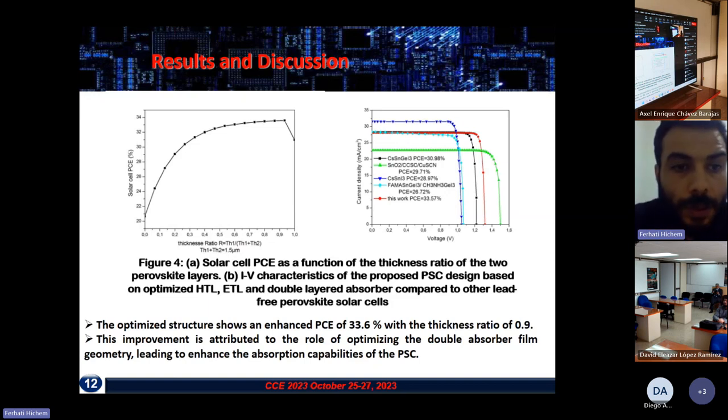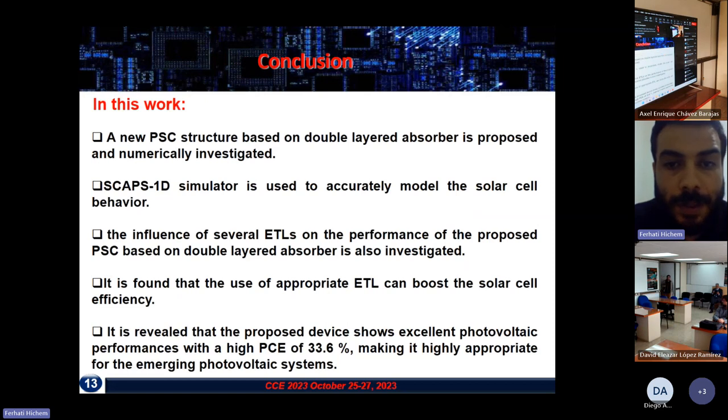So for conclusion, in this work, a new perovskite solar cell structure based on double layered absorber is proposed and numerically investigated. The SCAPS-1D simulator is used to accurately model the solar cell behavior. The influence of several electron transport layers on the performance of the proposed solar cell based on double layered absorber is also investigated. It is found that the use of appropriate electron transport layers can boost the solar cell efficiency. It was also revealed that the proposed device shows excellent photovoltaic performances with high power conversion efficiency of 33.6%, making it highly appropriate for the emerging photovoltaic systems.